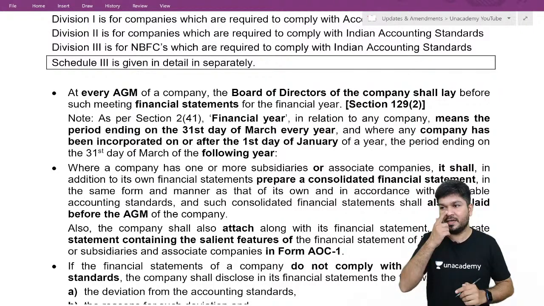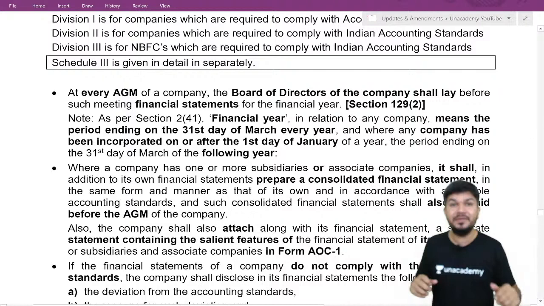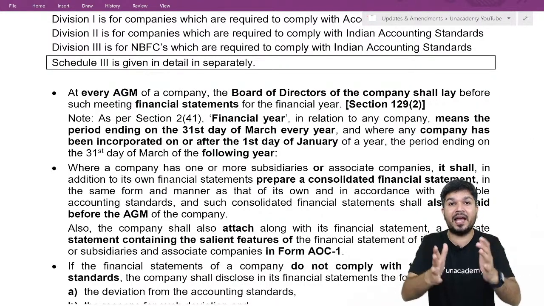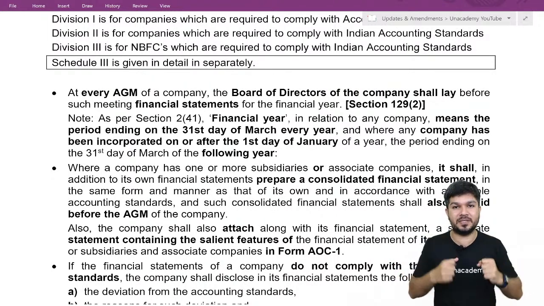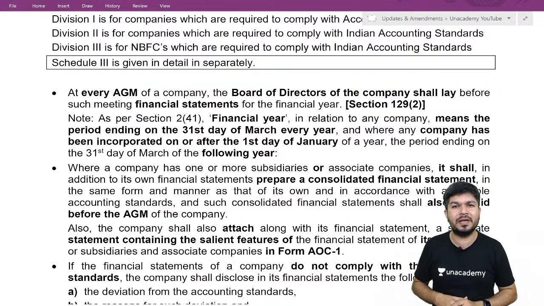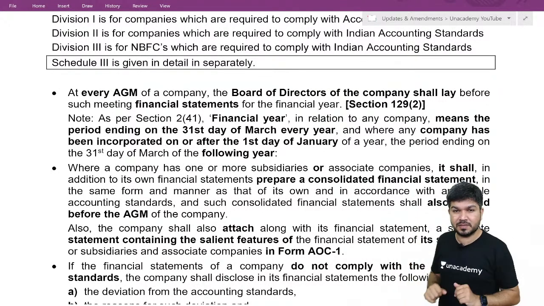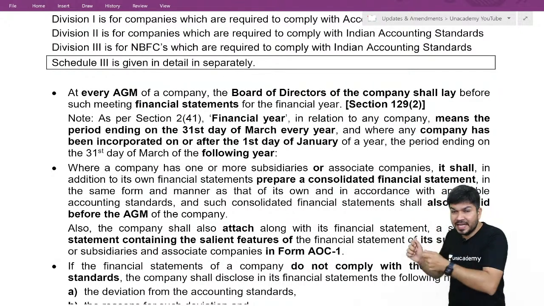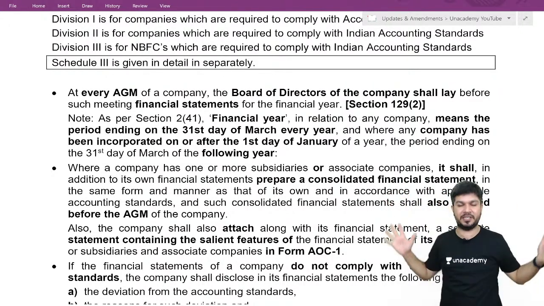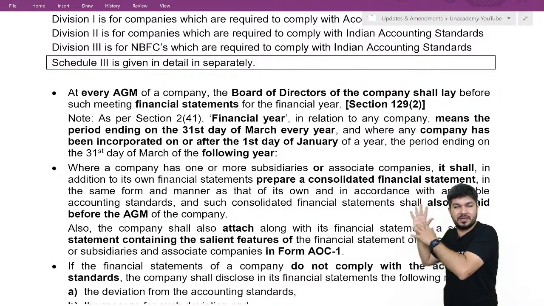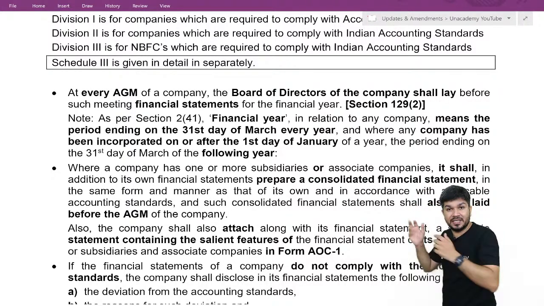Next, at every AGM, the board of directors will present the financial statements for the financial year and the shareholders will adopt them. So would they be the audited ones? Answer is yes. The structure is, first of all, the financial statements are approved by the board of directors, then they are audited, then they are given to shareholders at an AGM. Who approves the financial statement? The BOD.